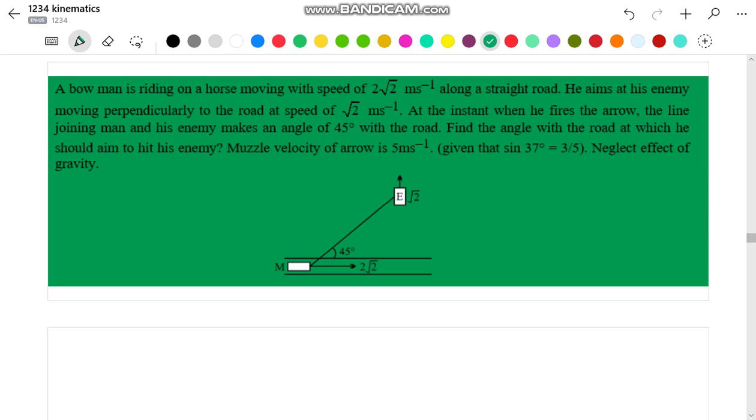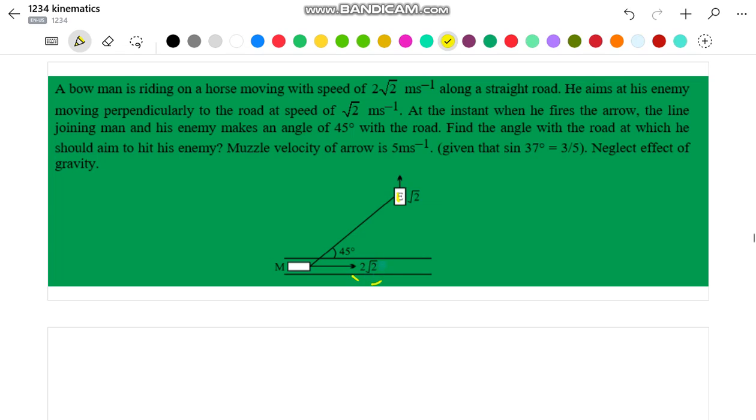Hello friends, let us try a question based on kinematics in this video. In the question it is given that a bowman is riding on a horse which is moving with a speed of 2 meter per second along a straight road. He now aims at his enemy which is moving perpendicular to the road at a speed of 2 meter per second.